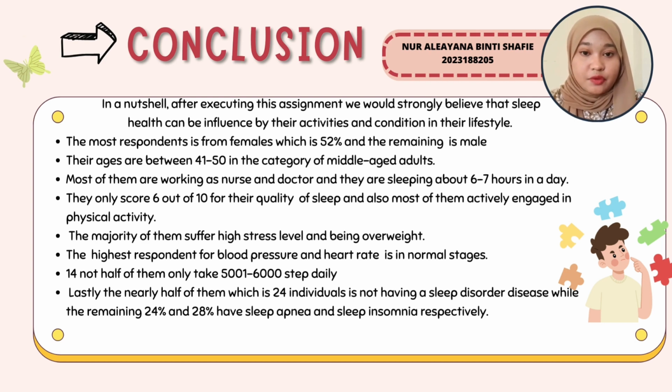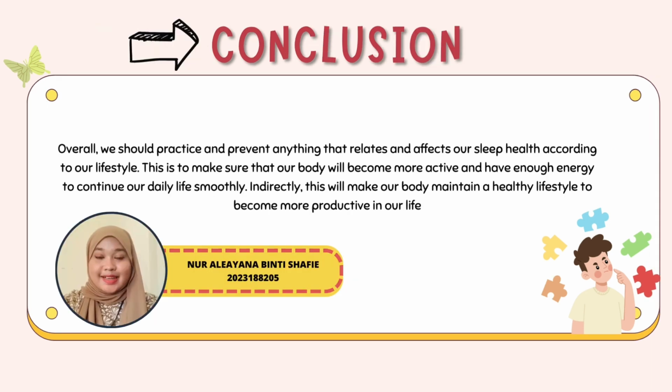The highest share of respondents for blood pressure and heart rate is in the normal stages. 14, not half of them, only take 5,001 to 6,000 steps daily. Lastly, nearly half of them, which is 24 individuals, do not have a sleep disorder, while the remaining 24% and 28% have sleep apnea and insomnia respectively.